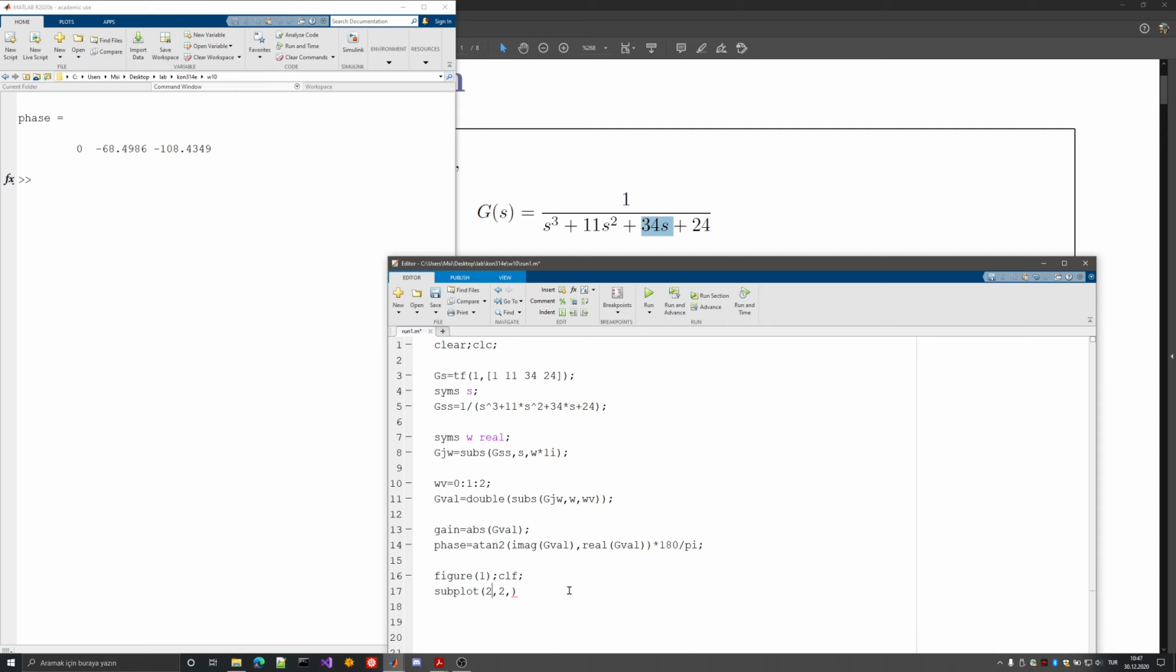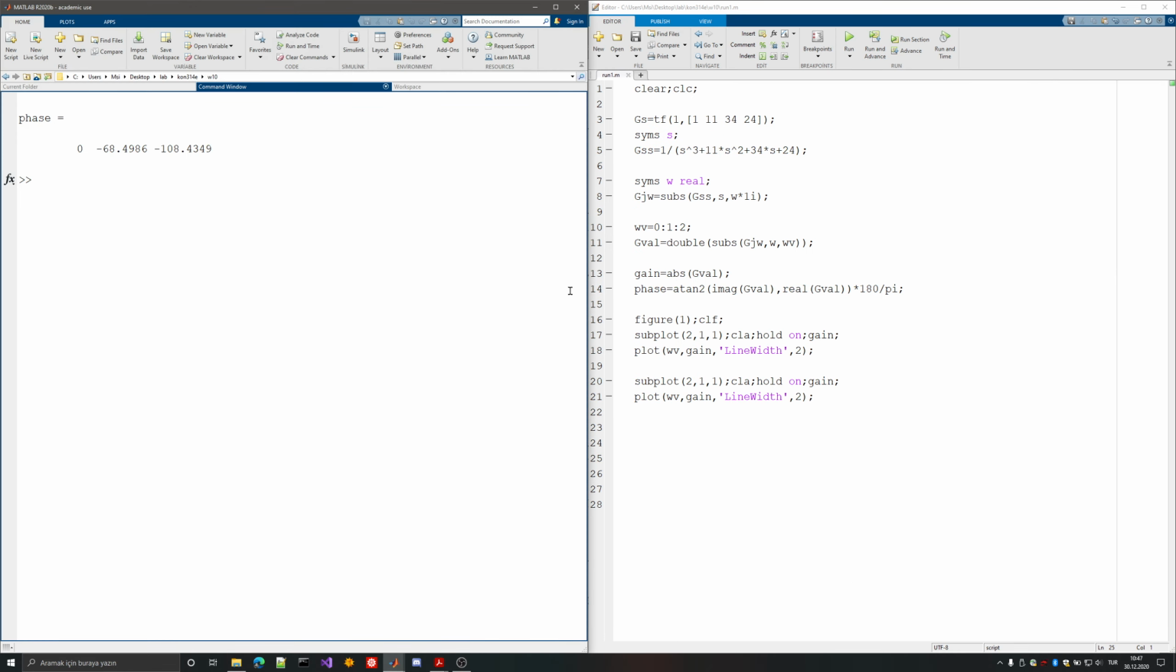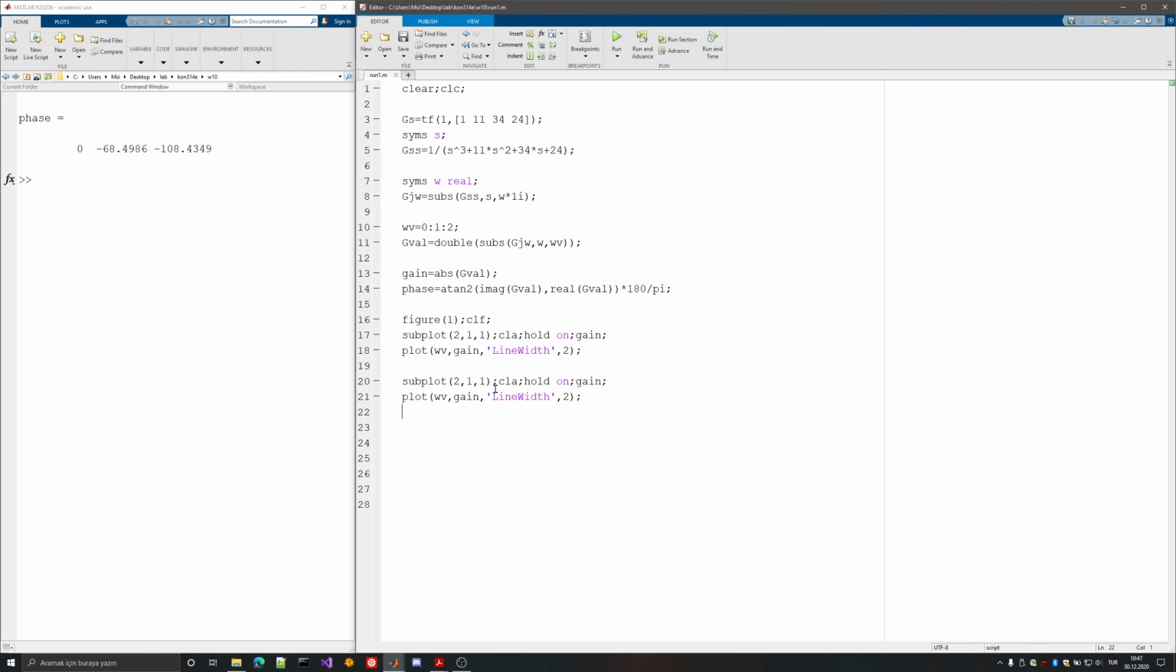So we will have 2 rows, 1 column, and the first one will be the gain. Let's plot omega val against the gain. Let's have a line with markers. And then I will also have the second plot, which will be the phase. I might go ahead and name the axes. This will be frequency in hertz, and then this is basically the absolute value of j omega.